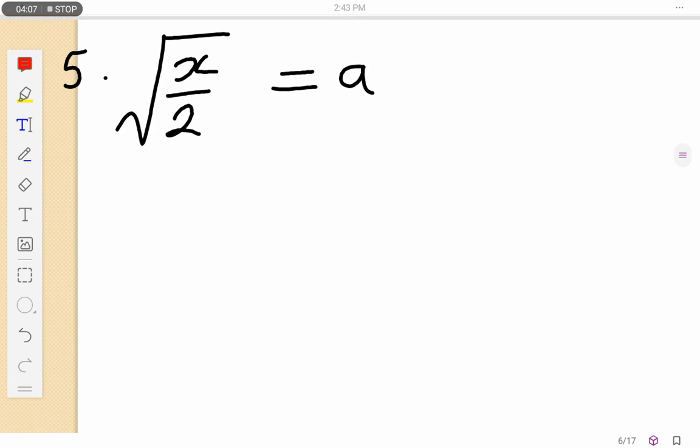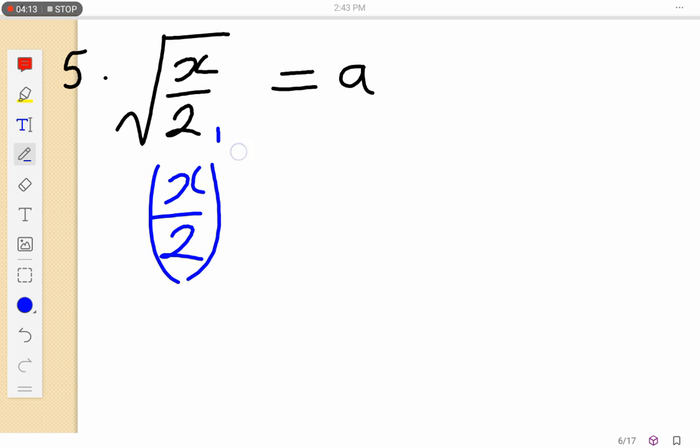Now we have got a fraction. We simply rewrite (x over 2) to the power of half is equal to a. To remove the half, we multiply by 2 over 1. So we also do the same, by 2 over 1 here.